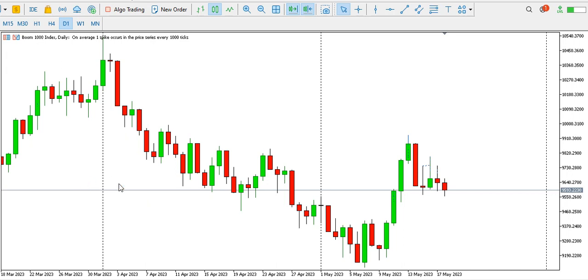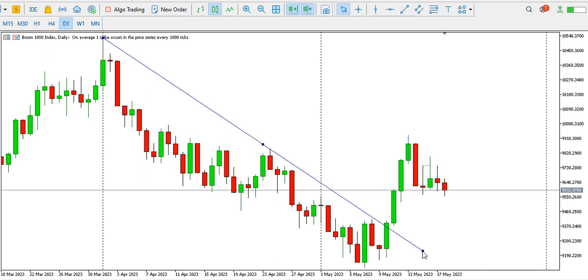Today we'll be looking at how we can scalp boom and crash index on the lower time frames. But before we look at the lower time frames, let's look at what has happened on the higher time frames. I'm on boom 1000 index daily chart, and boom 1000 index has been on a bearish trend for some time.